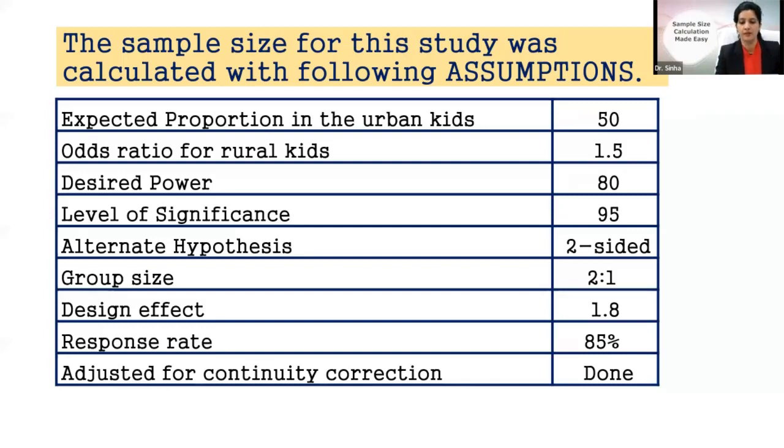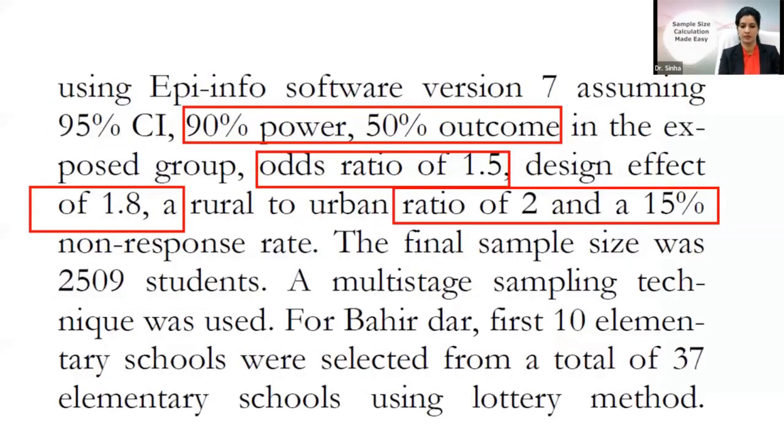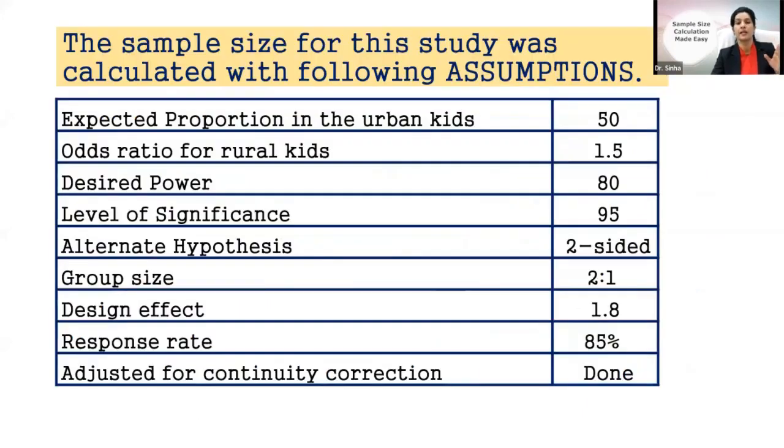So 835, the correct answer is, let's see, 835. You can see here the author has also written, I think he has written 2509, but in this case, because he has written 2:1, that ratio of 2:1, if you add one more, this 835 is in each arm. Remember, be careful, it will write 835 in each arm. So twice of that will be in rural. So 835 into 3 will be the actual sample size.